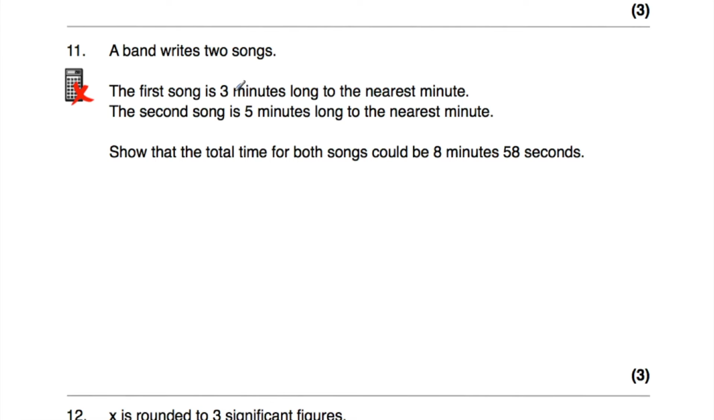It means that it's 3 minutes to the nearest minute. So it means the lower bound would be equal to 2.5 minutes, and it means the upper bound would be 3.5 minutes. So that means the song could be up to, but not including, 3.5 minutes long. And in terms of the second song, we're told that's 5 minutes to the nearest minute. So that means the lower bound would be 4.5 minutes, and the upper bound would be 5.5 minutes.